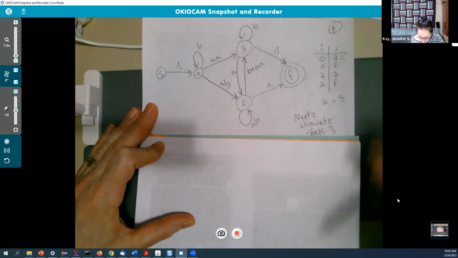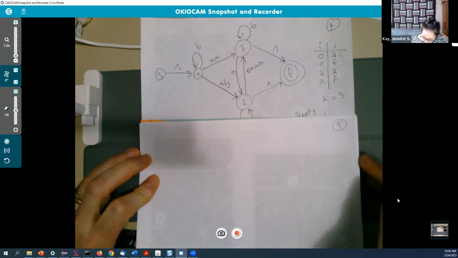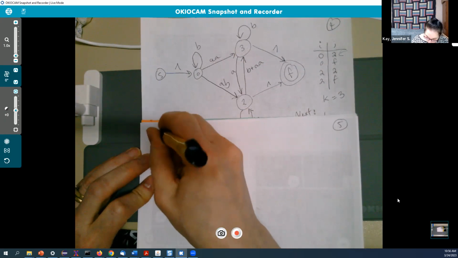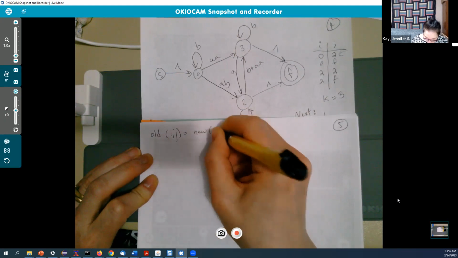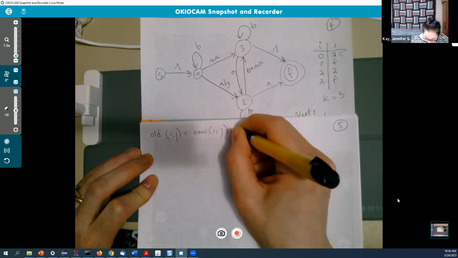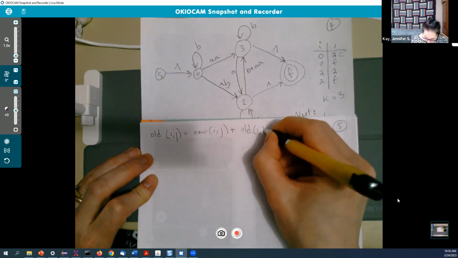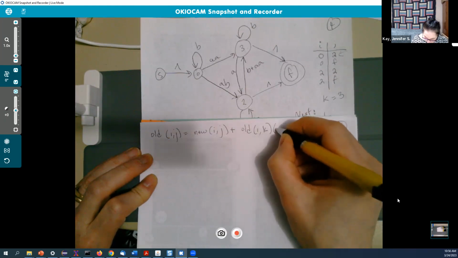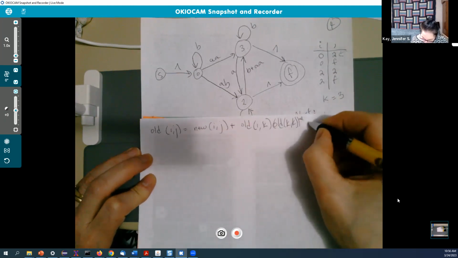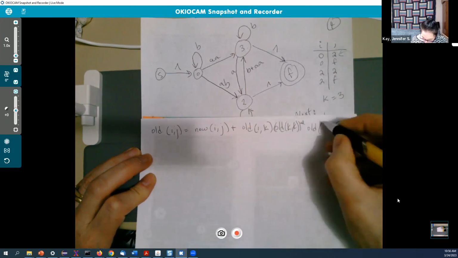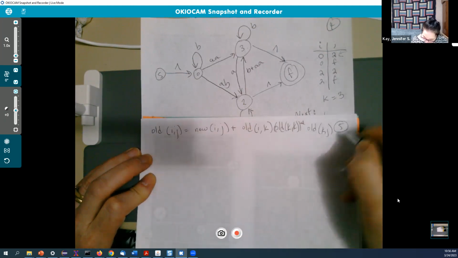Now what we've got to do is eliminate state 3. So let's do this first one. This is page 5. We have the old ij equals the new ij plus the old ik times the old kk, the whole thing starred, times the old kj. And for this particular case, we're doing this one.